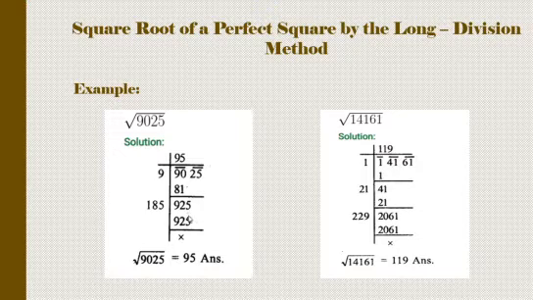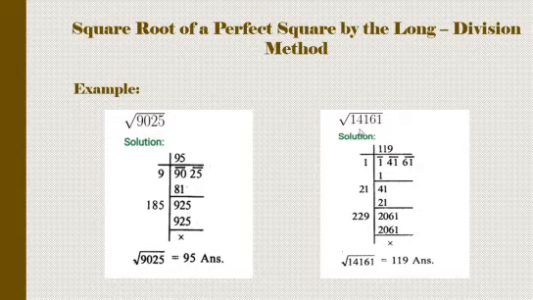Again we will search for a number. With 18 we want one such number, so that if we multiply by the same number, we can get either 925 or less than 925. So if we multiply 185 by 5, we are getting 925. So our answer is 95. So under root of 9025 is 95.